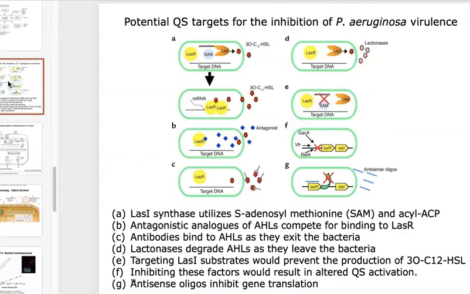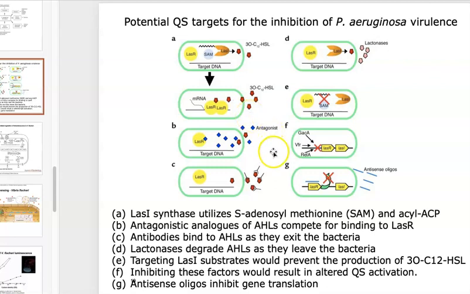This is just an interesting little side story, but there are companies that have looked at quorum sensing as a target, as an antimicrobial target. And so these slides right here show you what I already talked about, where you have a LasI synthase making an autoinducer that's recognized by a receptor, in this case LasR, and that in turn activates gene expression.